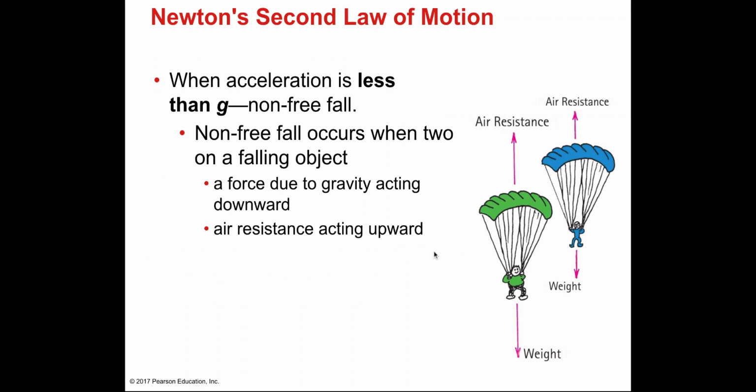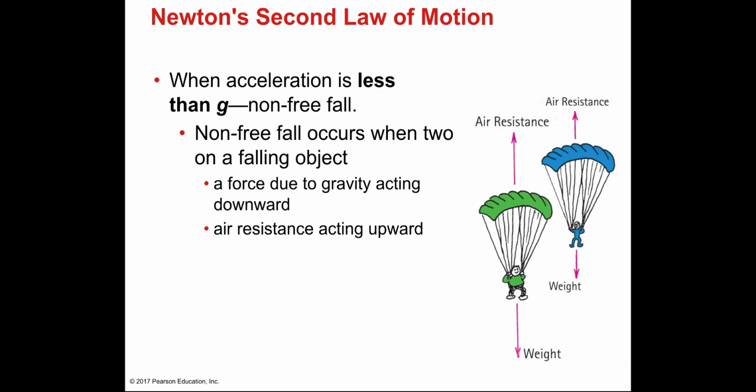So we've probably talked about someone using a parachute, right? When you use a parachute, what keeps you up? What keeps you up is the fact that the air resistance of your parachute is balancing your weight. So this is non free fall. When you're using a parachute, that is not an example of free fall.